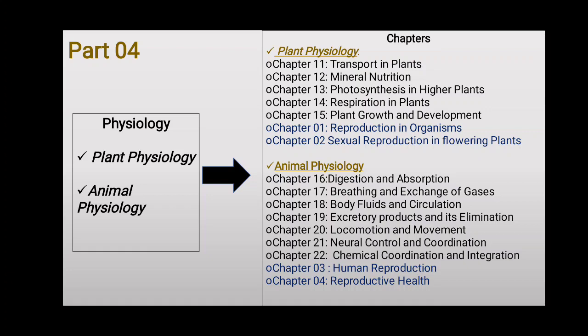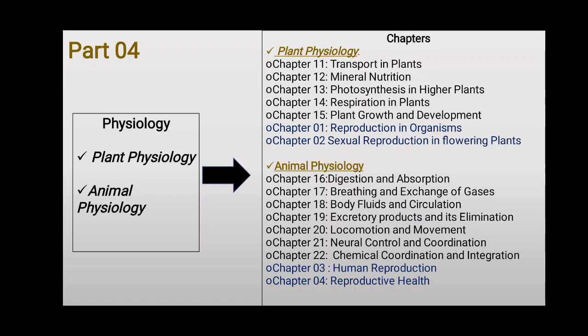And when we talk of animal physiology, we have digestion and absorption, that is nutrition in animals. And chapter number 17, breathing and exchange of gases. And 18, body fluids and circulation. In body fluids we will study about blood and lymph. And chapter number 19, excretory products and elimination. 20 is locomotion and movement.